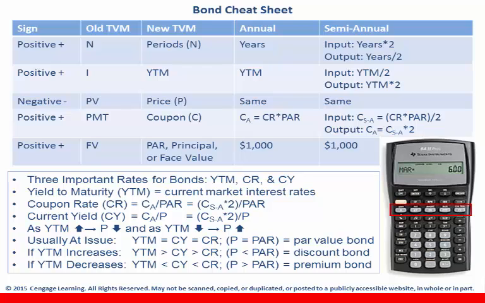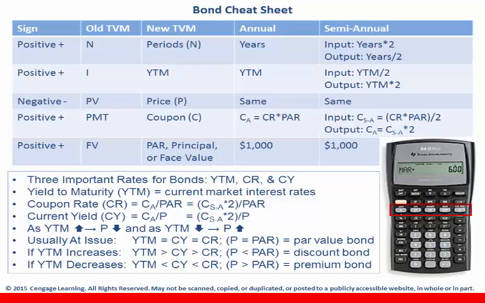Your current yield is similar to the coupon rate, but it's your annual coupon divided by your price. So it's more like taking that annual coupon and dividing by PV instead of dividing by FV, right? Make sure you're using your annual coupon and that you're dividing by the price. And this is basically telling you what you're getting now, right? Your current yield.